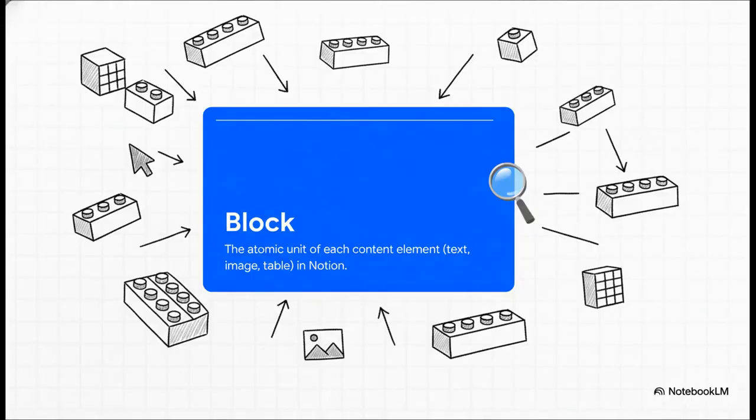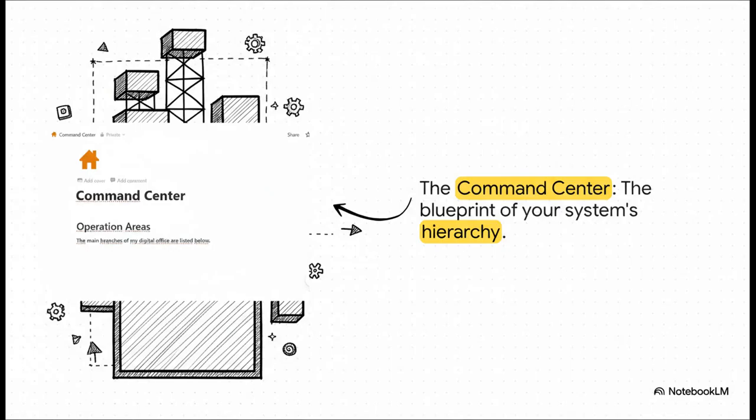You can think of it as the digital Lego of Notion. Every single piece of content, a line of text, an image, a toggle, even an entire page, is a block. This modular architecture is what gives you this incredible flexibility to move, transform, and combine information in ways that old-school documents just can't touch. And here's that concept in action.